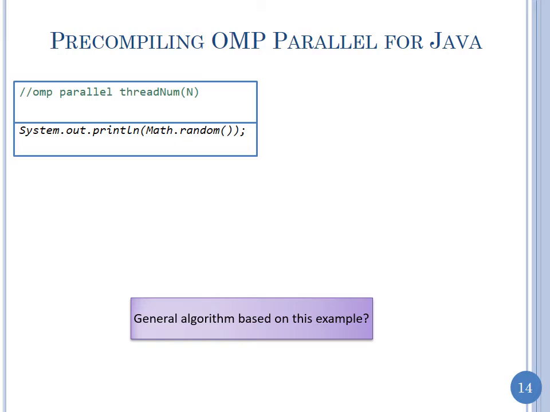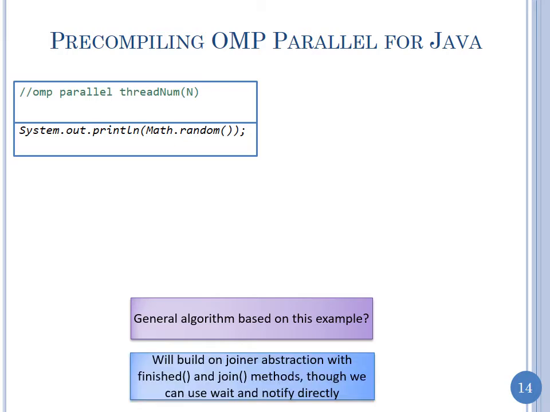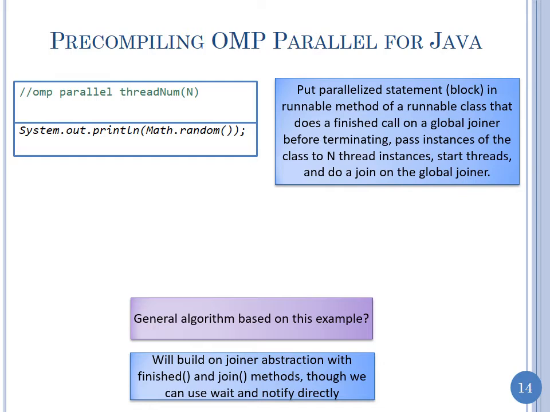So what's the general algorithm? We'll build on the joiner abstraction as David suggested, and not quite the barrier, which was close. And we'll assume there are finish and join methods, though we could just work with notify and wait directly too, because you guys have seen in A1 that you can implement this abstraction using that. And we'll put the parallelized statement block in the run method of a Runnable class, right?